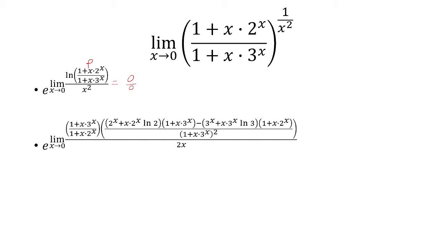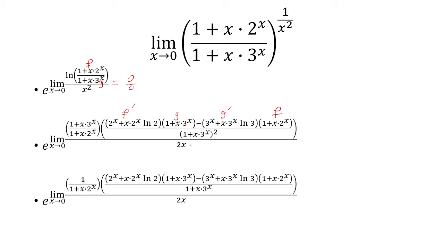So I'm going to just call the top f, the bottom g. This is f prime, and this is g. And then minus the derivative of g times f. And that's going to be all over the bottom squared, which is the 1 + x·3^x, squared. Now we simplify. We know that 1 + x·3^x will cancel with one of the factors here. So I'm left with 1 over 1 + x·2^x.